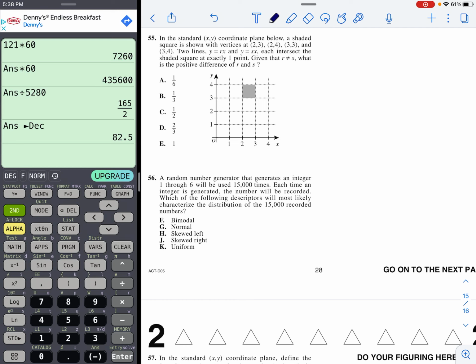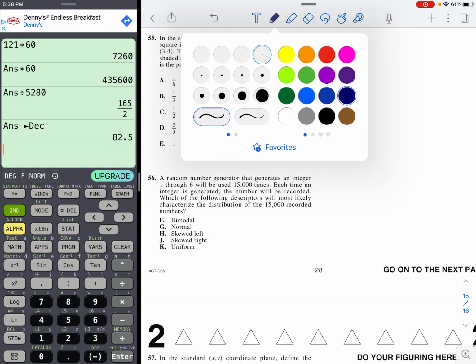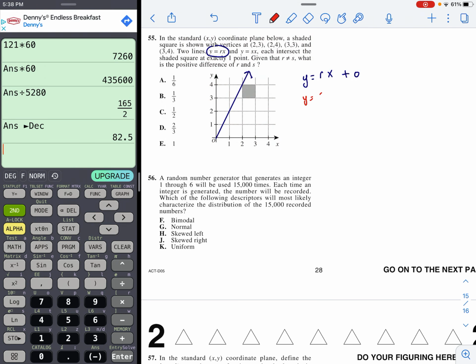The only way it's possible to have an intersection at a single point here is to draw them like this. And the reason I know they're starting from the origin is that, look at this, it says y equals rx. There's no y-intercept there. It's y equals some slope times x plus 0. And so these 2 lines here are the only possible lines that fit that description.